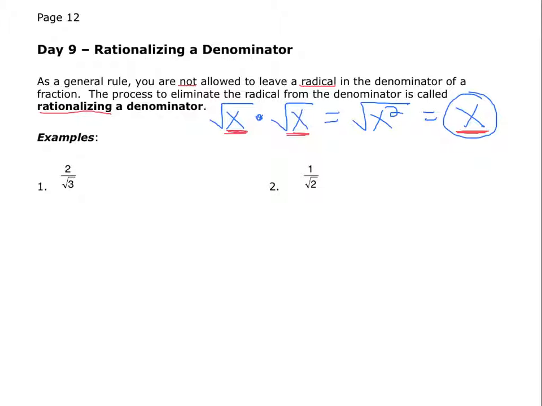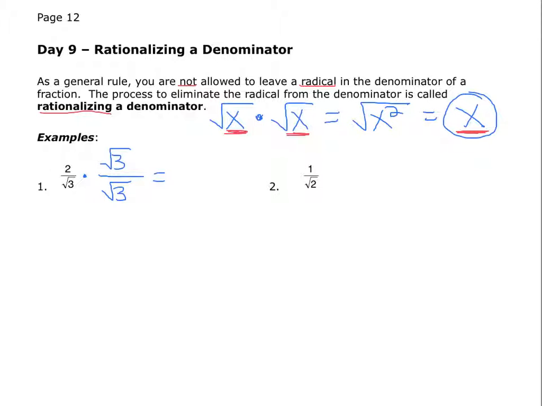In the first example, we have 2 over radical 3. If we use the example that we're shown above, I should be able to multiply the denominator by radical 3 in order to eliminate the radical in the bottom. But I can't just multiply a denominator by something without also multiplying the numerator by it to balance it out. So I'm also going to multiply the numerator by radical 3.